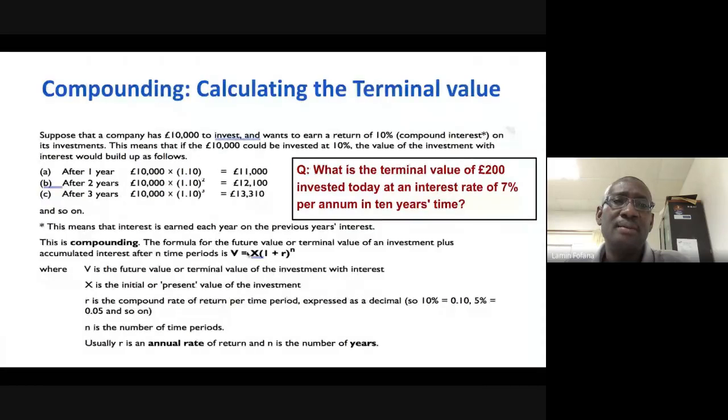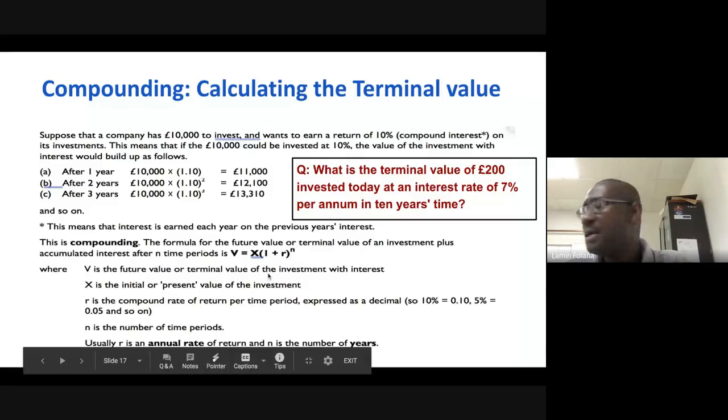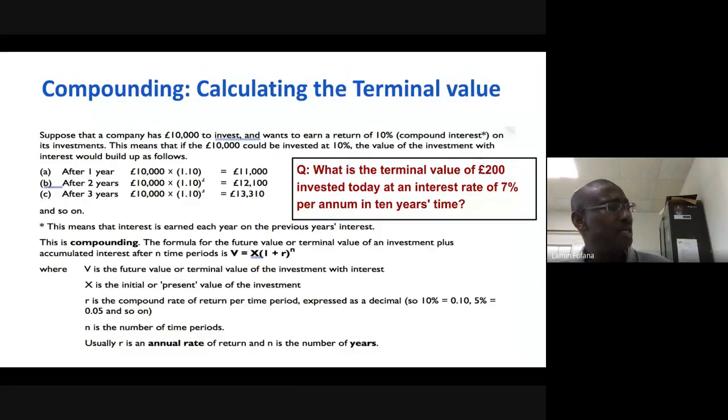Why you're finding it, that's the reason why you are compounding. So you are compounding using the interest. What are you compounding? You are compounding today's value with the interest for X number of years. So that's why you have V is equal to X into 1 plus R, R is the interest rate, raised to power N. So that's the way you do your compounding.